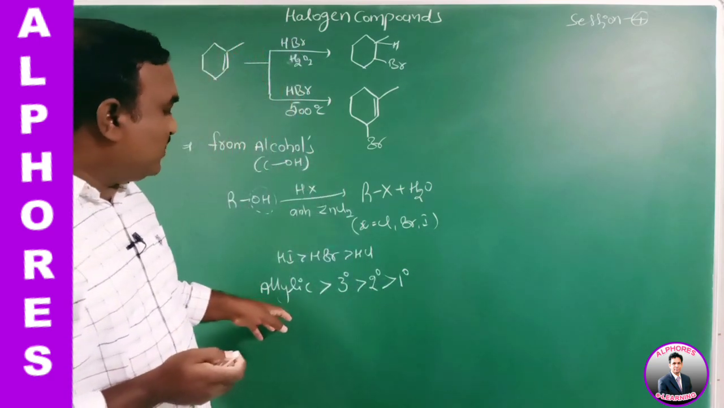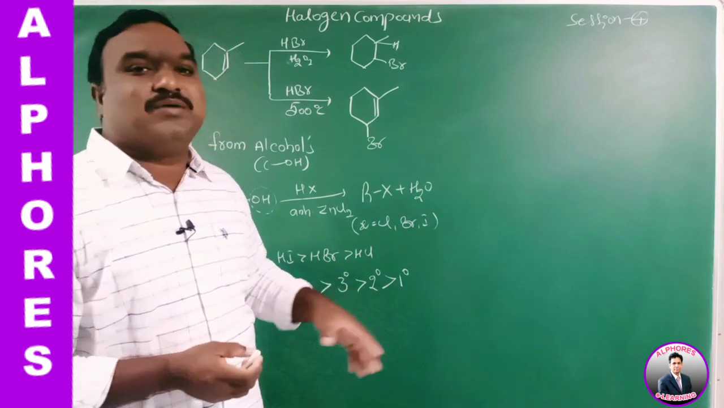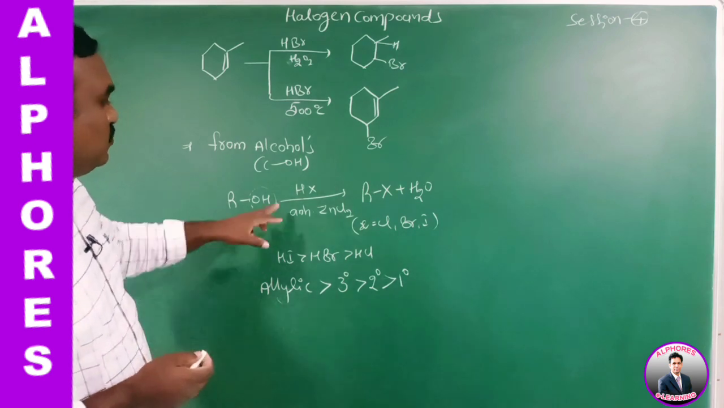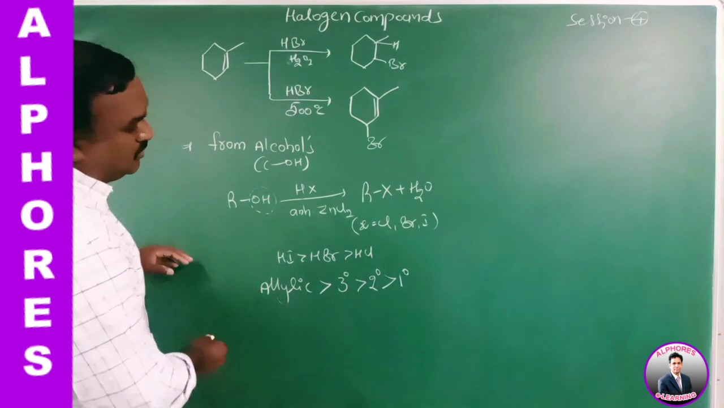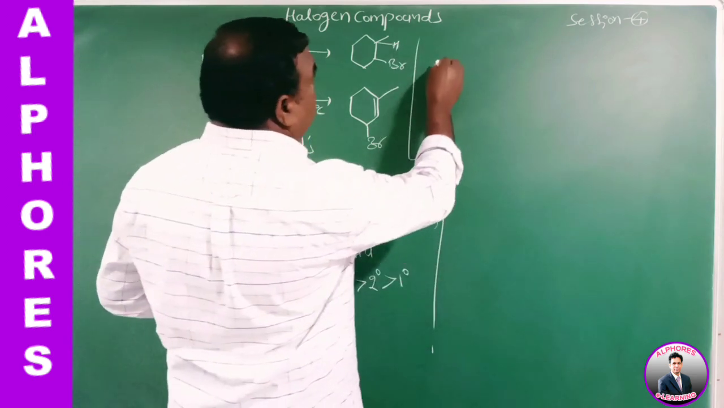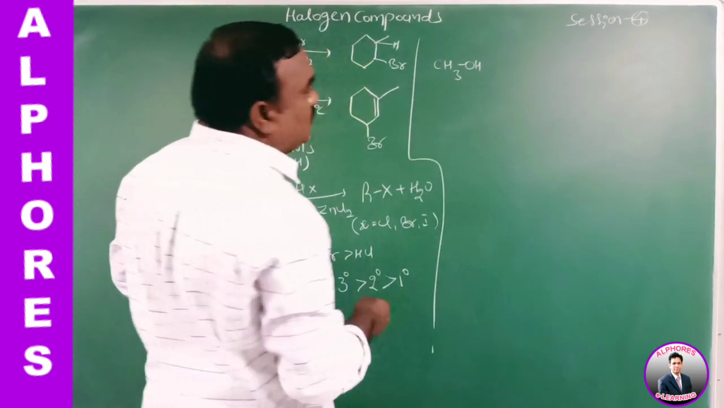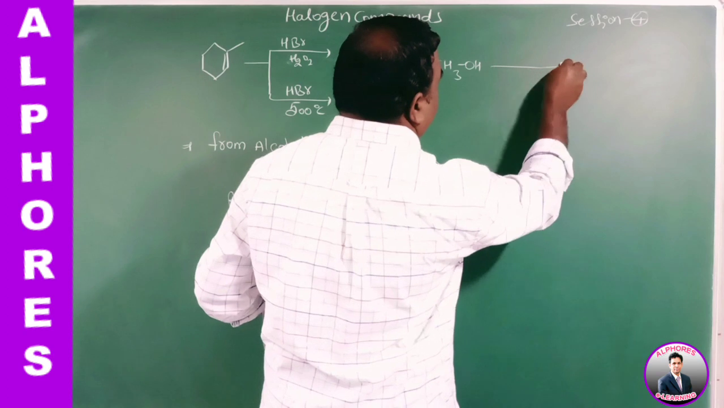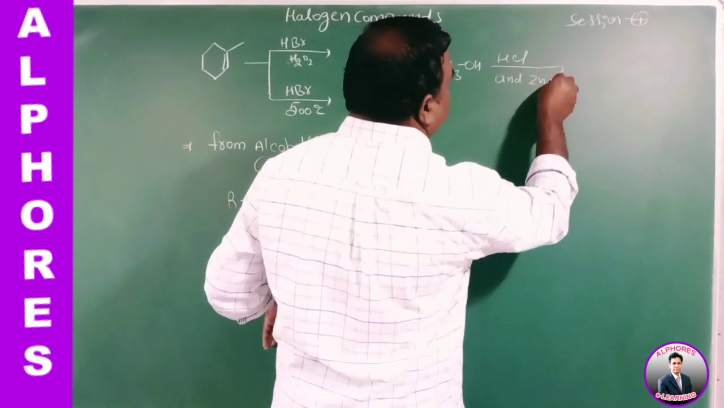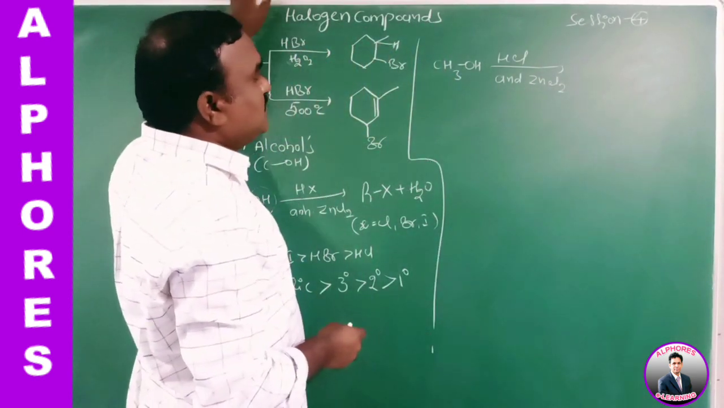Reactivity order: allylic alcohols, tertiary alcohols, secondary alcohols and primary alcohols. For example, CH3OH is given. The compound reacts with HCl in the presence of anhydrous ZnCl2.